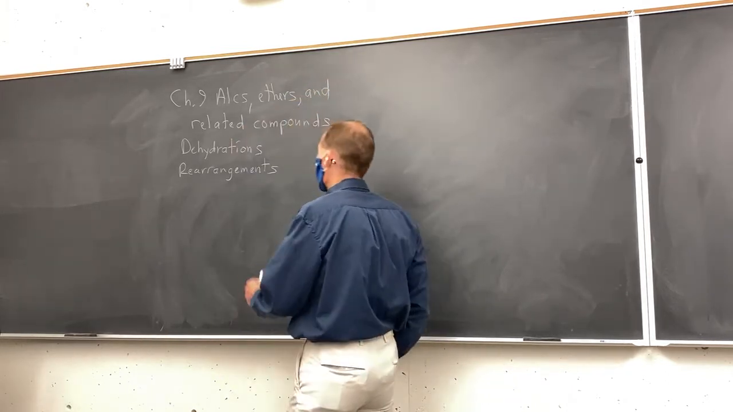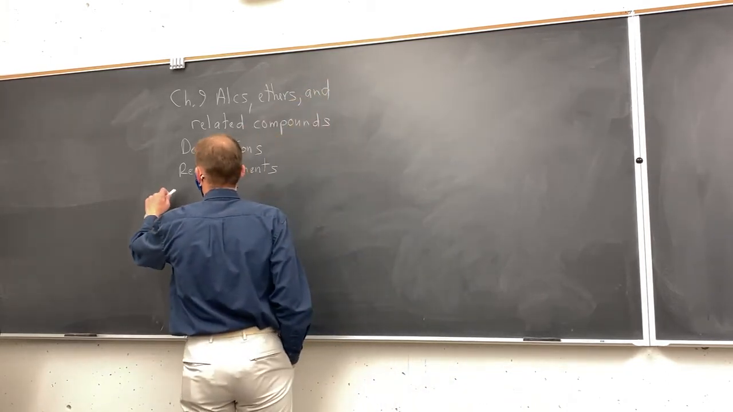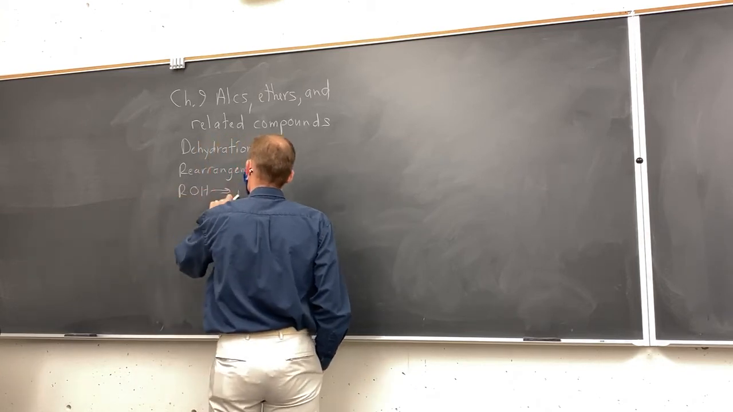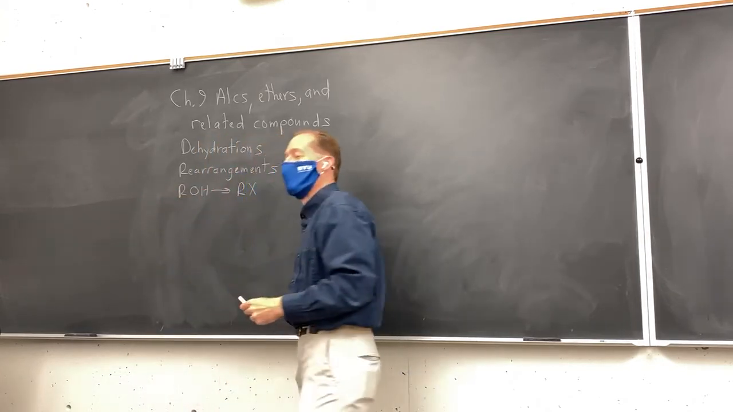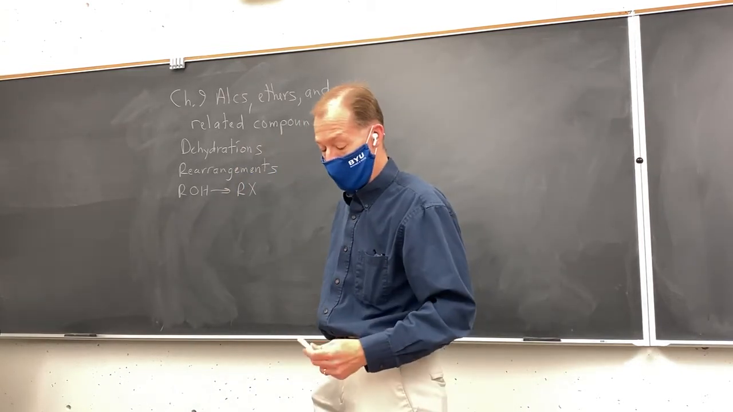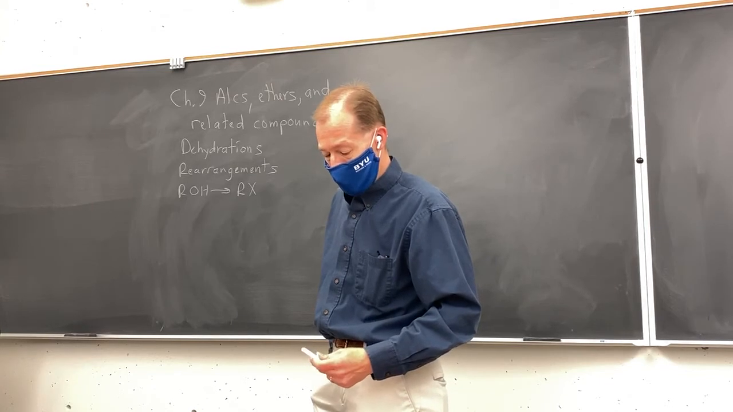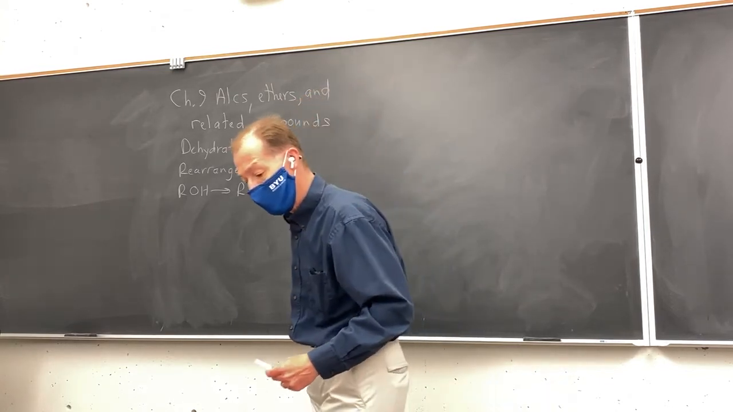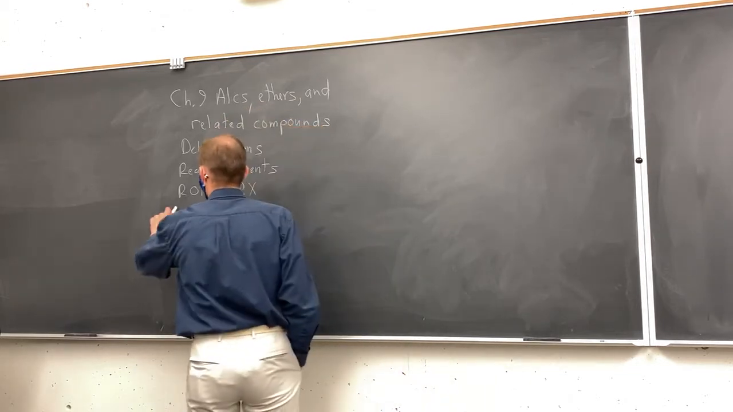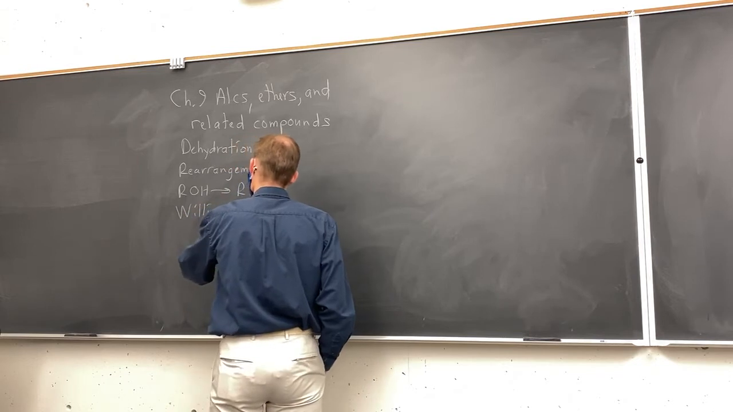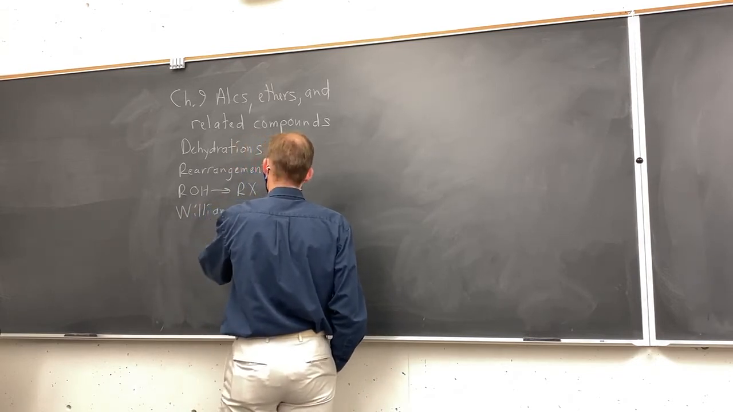And then we talked about substitutions, converting alcohols into alkyl halides, the different ways to do that with HX or thionyl chloride or PBr3. We talked about how to prepare ethers. So we learned the Williamson ether synthesis, just a type of substitution.